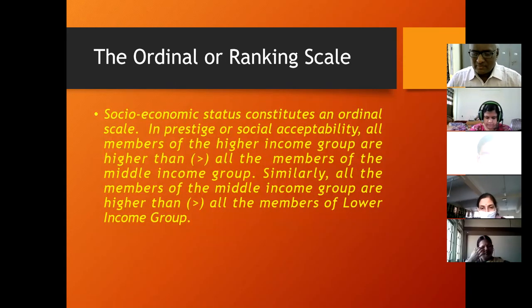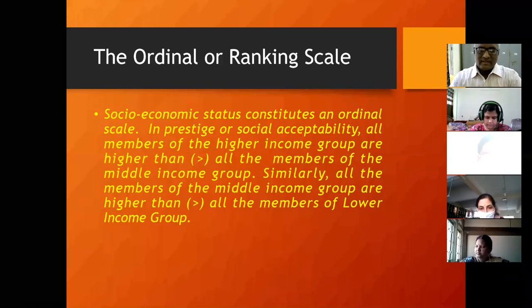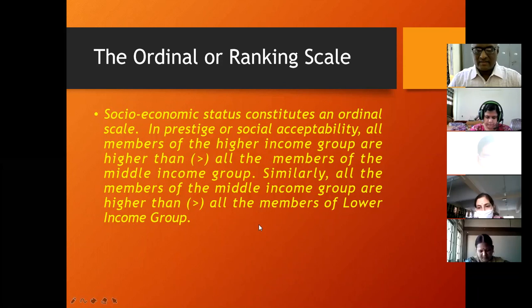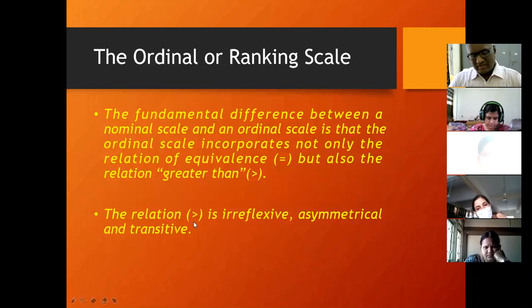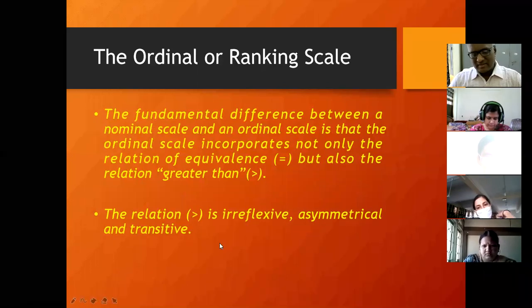Socioeconomic status: suppose we do research in socioeconomic areas, we use the greater than symbol to collect the data and to analyze the data. For example, higher income groups are greater than the middle income group. Middle income group is greater than the lower income group. I mean, there is an order in the categorization. So in this mathematical expression, the relation greater than is irreflexive, asymmetrical, and transitive.